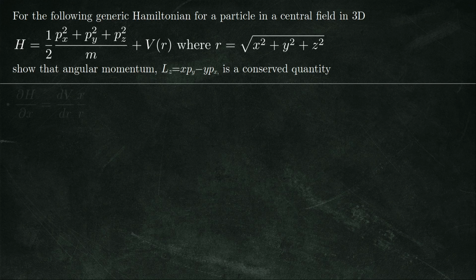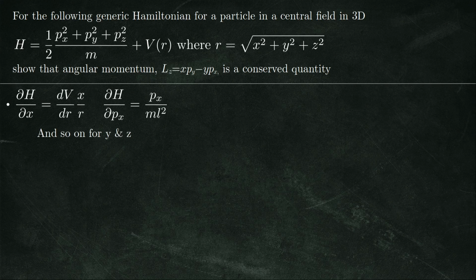So firstly, we're going to calculate the individual partial derivatives. So we have dH by dx and dH by dpx. And then the same kind of thing would be for y and z, where x is replaced by y and z. And then we also need to calculate the partial derivatives of Lz.